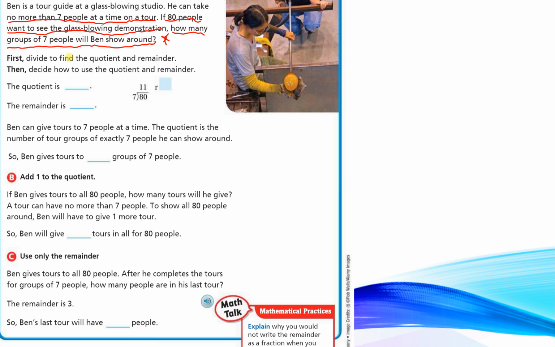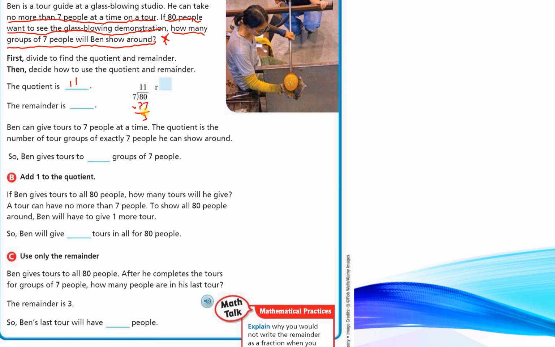So first we divide to find the quotient and the remainder just like we normally would. So 7 into 80. 80 divided by 7, 7 being our divisor, 11 being our quotient. And then what is our remainder? Well, we can check that by multiplying our quotient times our divisor. So 11 times 7 is 77. We subtract that from 80, and we get 3.